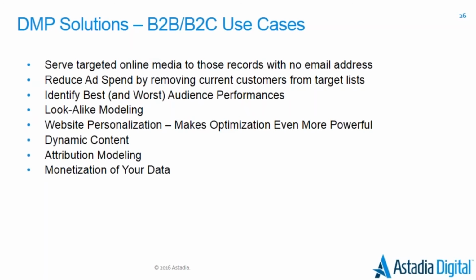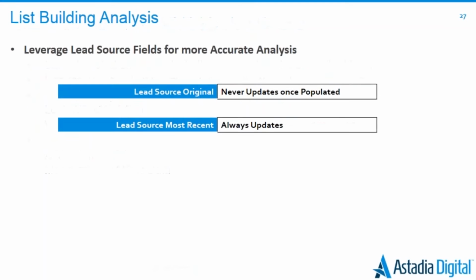Looking at list building analysis, you want to make sure that you definitely leverage your lead source fields. And it's important to understand that there's a lead source original and there's the lead source most recent. The lead source original, you never update once it's populated. That's where your contact came from originally. And then that lead source most recent is always getting updated for every campaign that they're added to. So you want to make sure that you have those two fields identified and being populated so that you can have more accurate analysis moving forward.